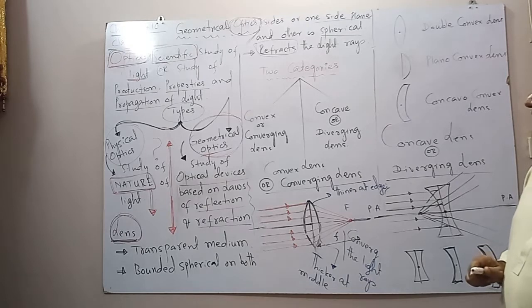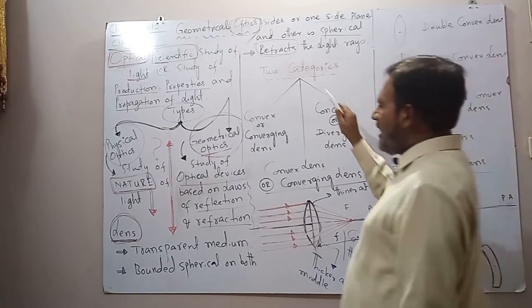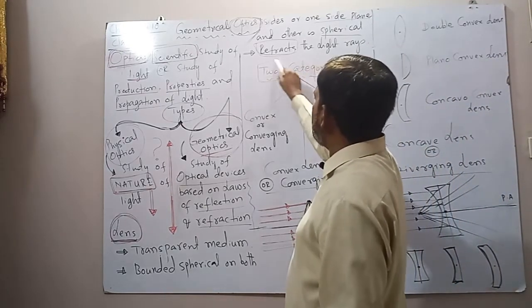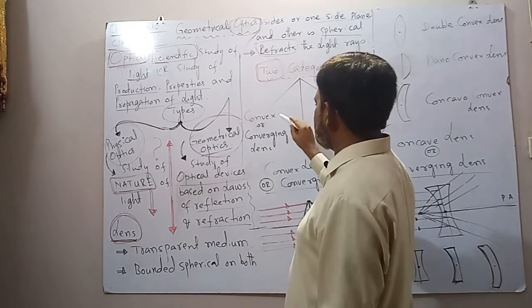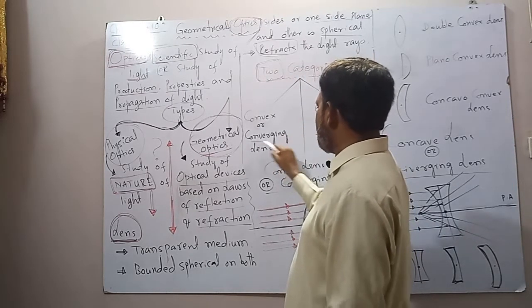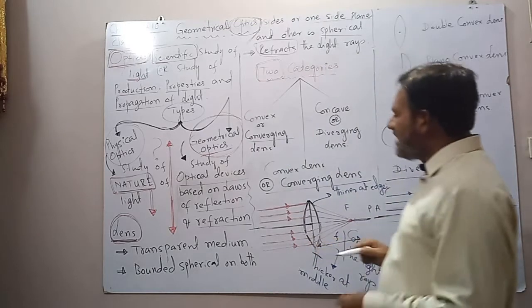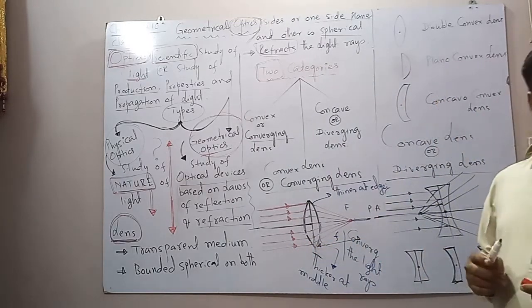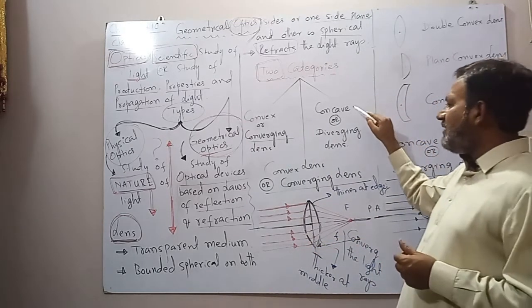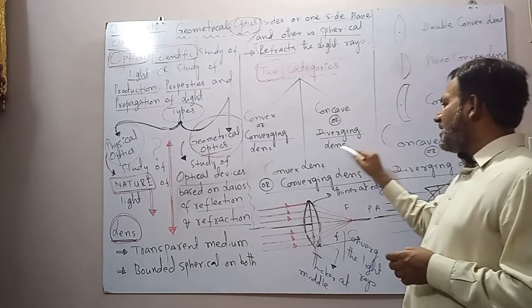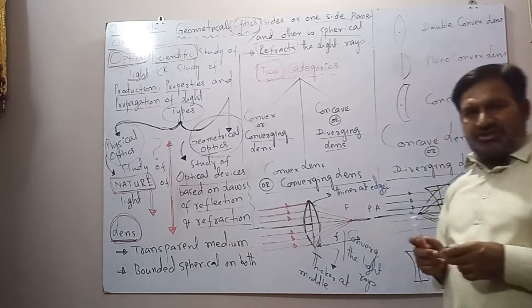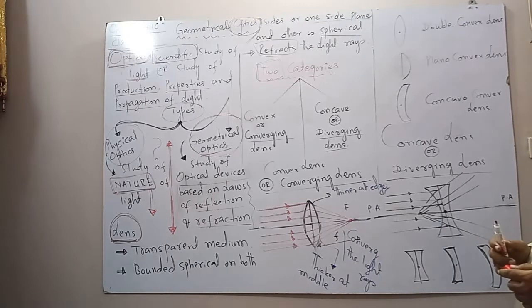So the difference is that lenses are used for refraction, but mirrors are used for reflection of light. There are two main categories of lenses commonly used in this chapter. First is convex. It is also known as the converging lens, because it converges the light at a point. And another is concave, also known as the diverging lens, because it diverges the light rays. First of all, we discuss the convex lens.